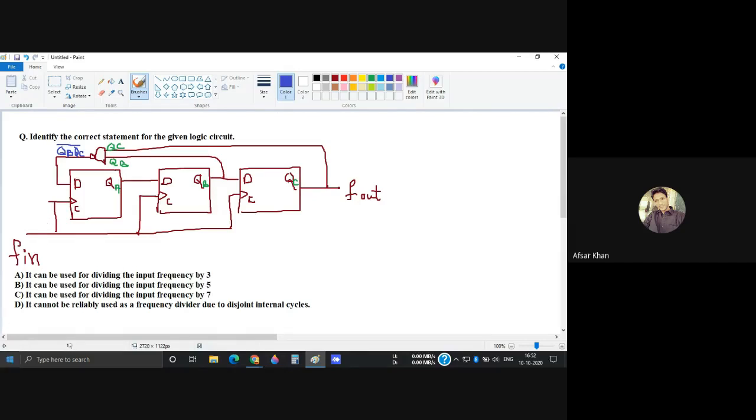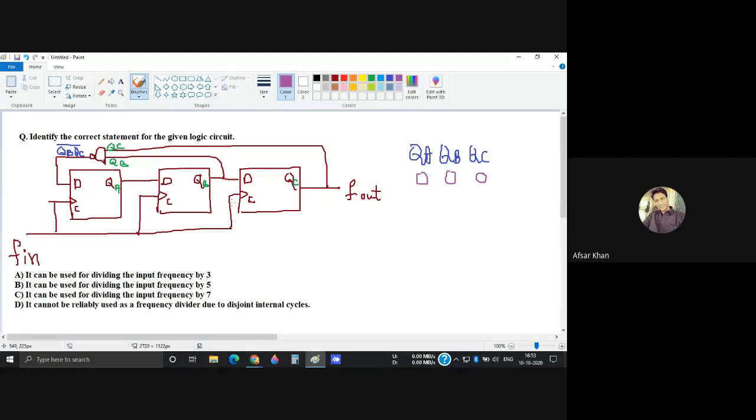Okay, we will start solving this and we will identify which statement is true. Nothing is mentioned about which is LSB and which is MSB, so we can assume QA is MSB and QC is LSB. We'll assume the initial state as 0, 0, 0. Students, the initial state is 0.